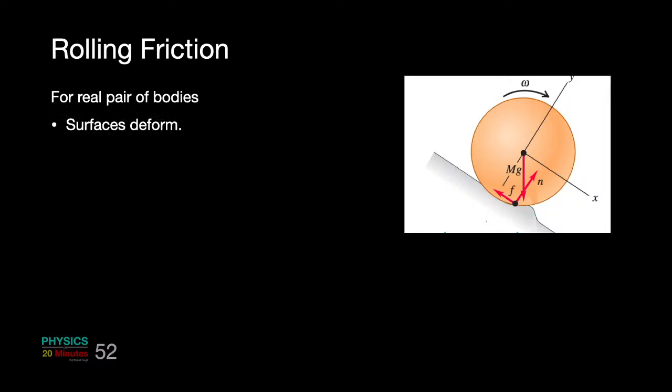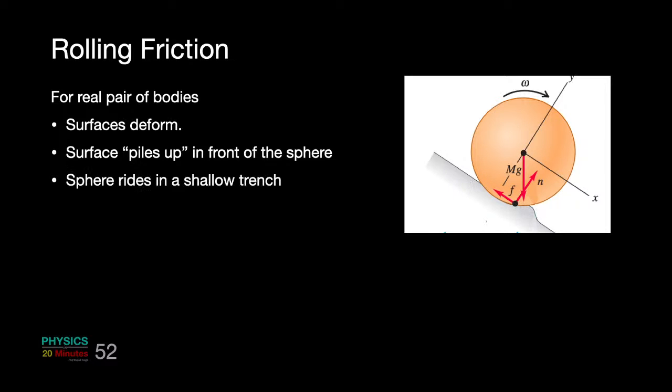Once the deformation happens, the surface piles up in front of the sphere. There will be slightly more mass aggregation in front than towards the back side, and the sphere rides in a shallow trench. Because of this, the resultant contact is not a point but an area. All these normal forces are spread over some area now. They are no longer restricted to a well defined point.